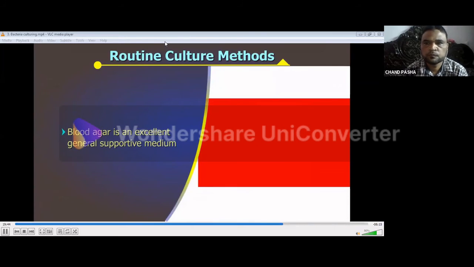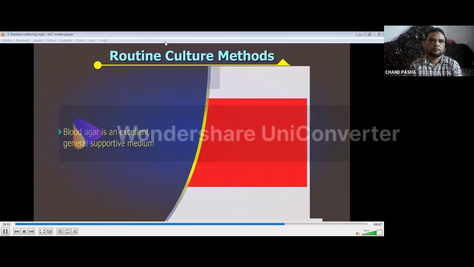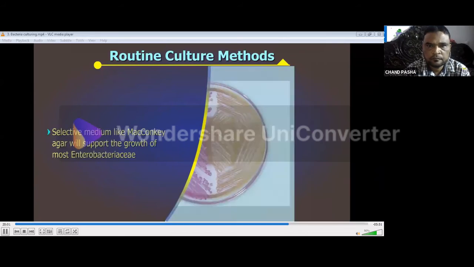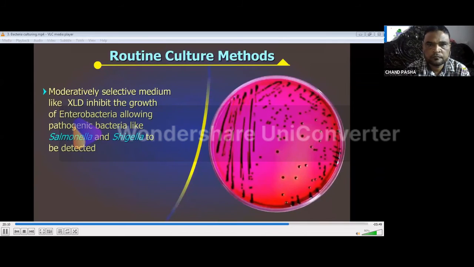Blood agar is an excellent general supportive medium as it allows the growth of yeast species, Staphylococci and Enterococci. A differential or selective medium like MacConkey agar will support the growth of most Enterobacteriaceae. All lactose-negative colonies should be tested further, ensuring detection of pathogenic bacteria like Vibrio.